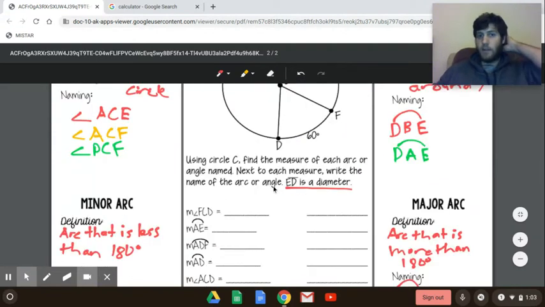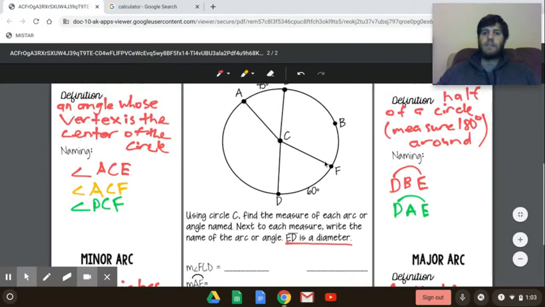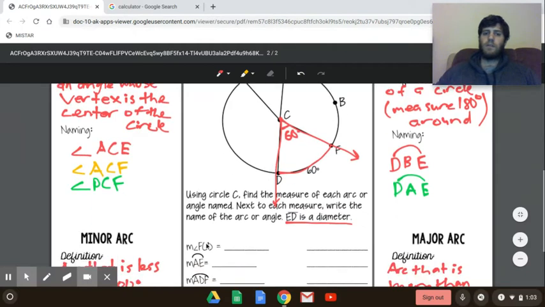Okay, let's look at some examples here. The measure of angle FCD. So FCD is this angle here. Right, so the measure of the arc here is going to be equal to the measure of the central angle. So the central angle here is also going to be 60 degrees. So the measure of angle FCD is 60 degrees.